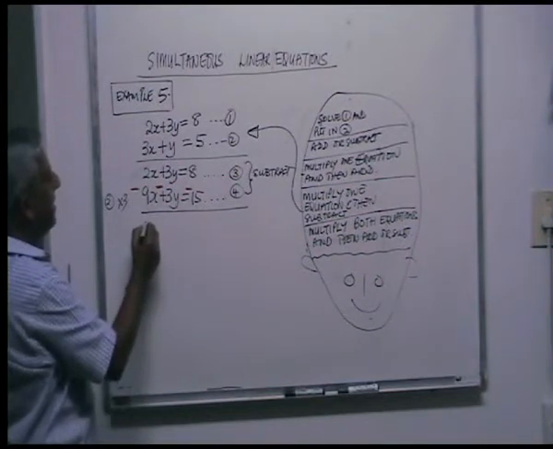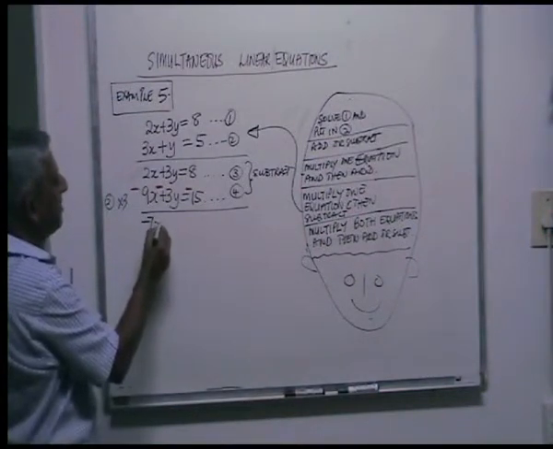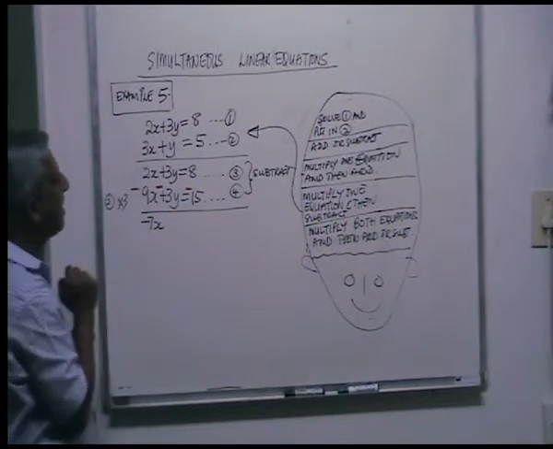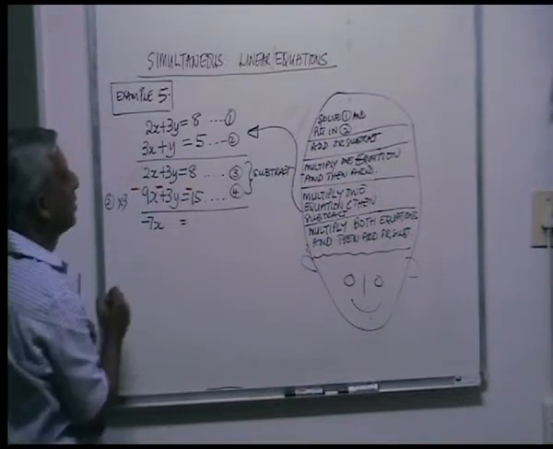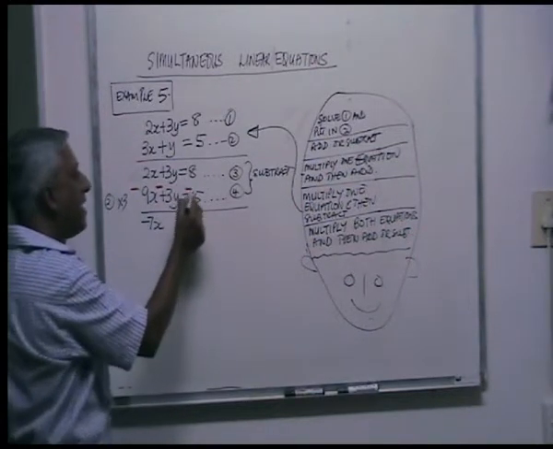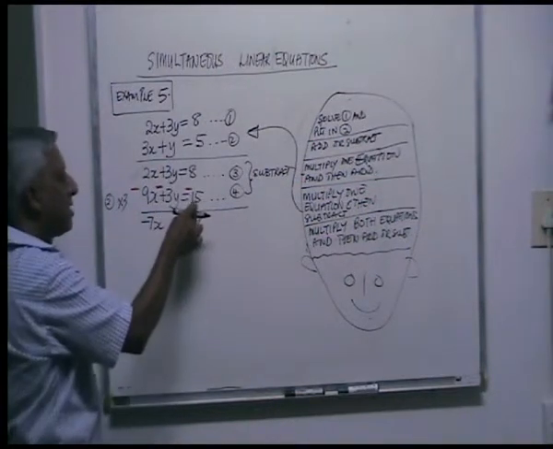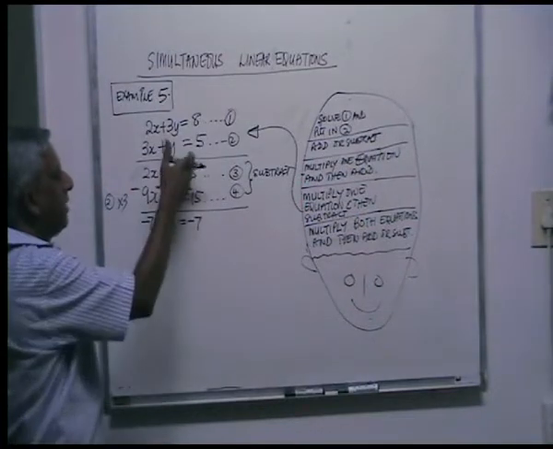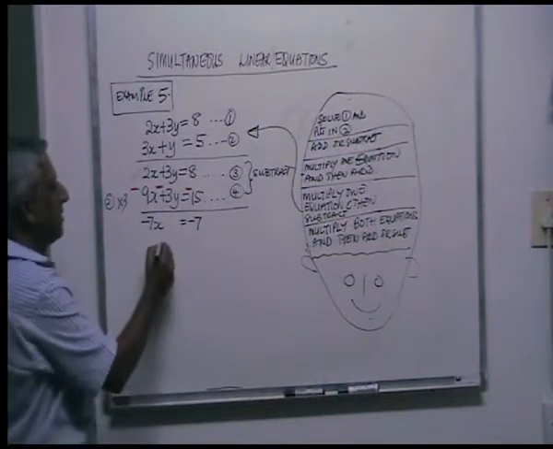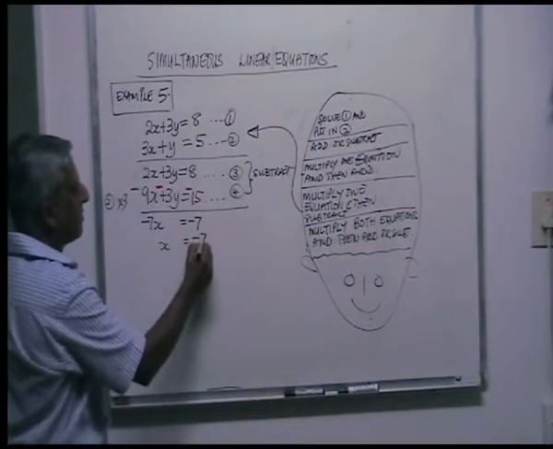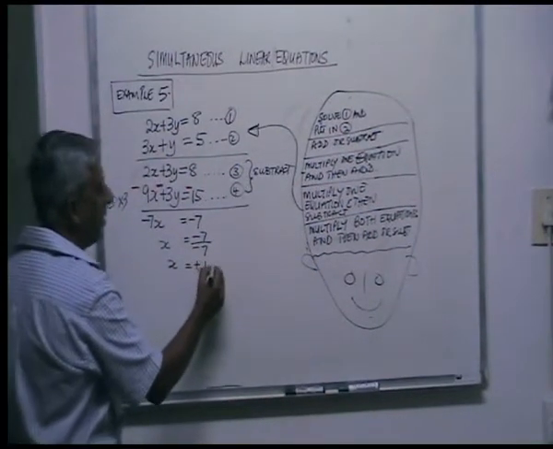2 and minus 9 will give me minus 7. Plus 3 and minus 3 will give me 0. Minus 7 is equal to 8 and minus 15, which gives me minus 7. If you know your integers, good. If you don't know, put it in the calculator. 8 plus minus 15 will give you minus 7. So x is equal to minus 7 divided by minus 7. x is equal to plus 1.